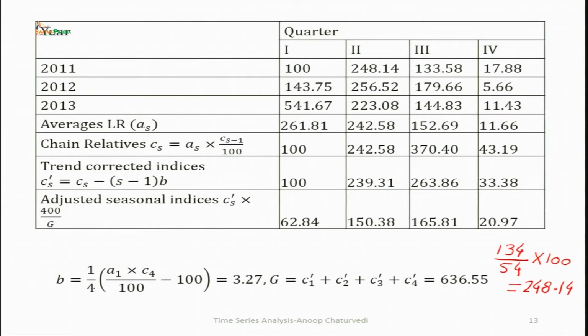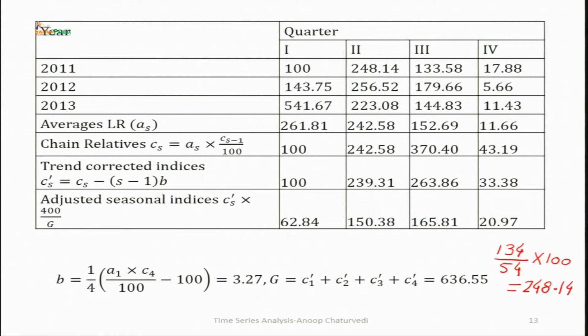CS is equal to AS into CS minus 1 upon 100. So, for the first quarter, we fix C1 equal to 100, then C2 again turns out to be 242.58. For C3, AS is equal to 152.69. We multiply it by CS minus 1, which is 242.58, and divide it by 100. So, finally, you get 370.40. Similarly, we obtain the fourth figure 43.19.